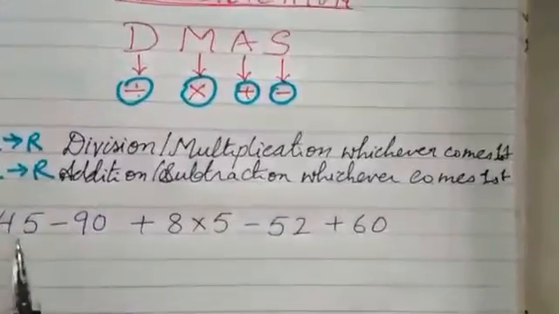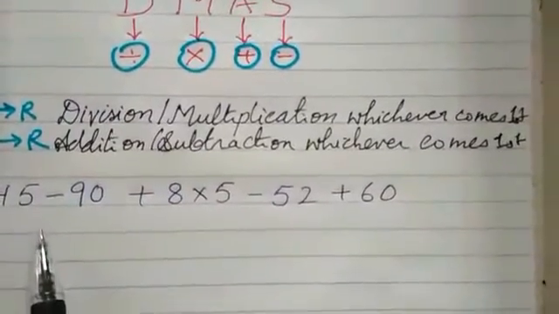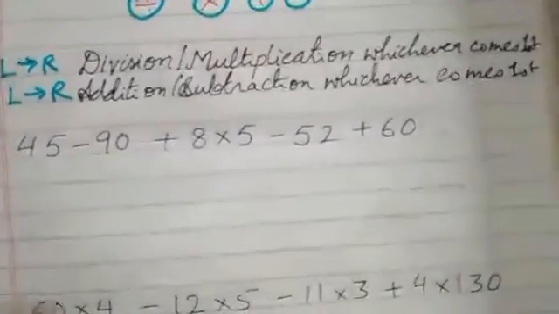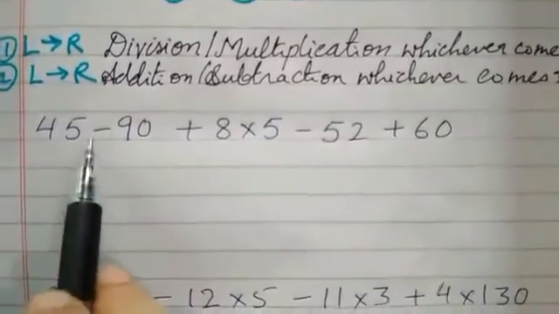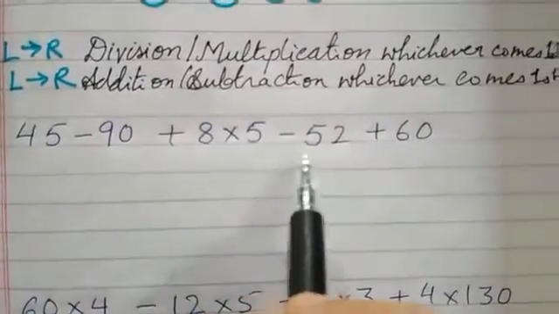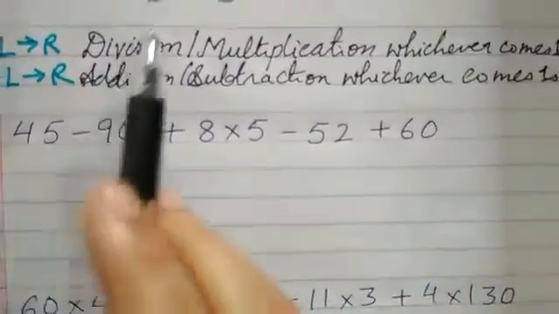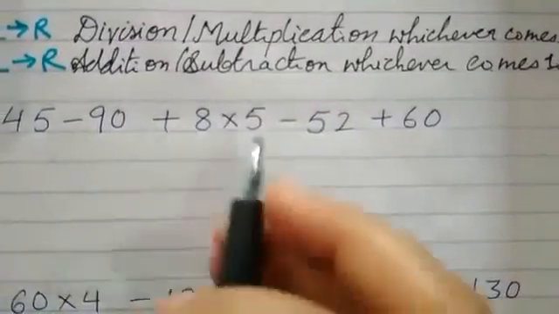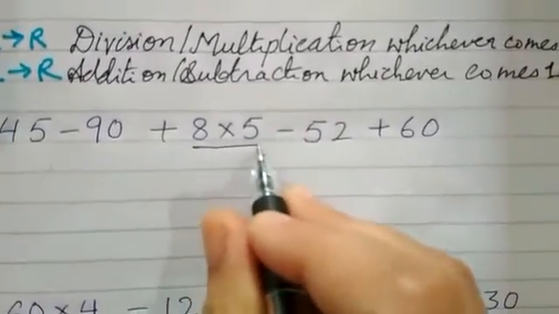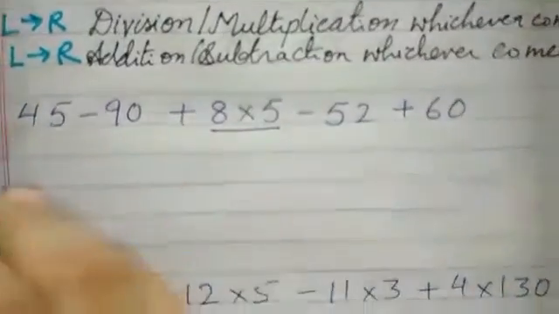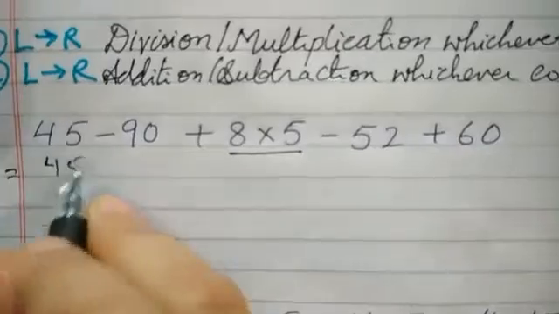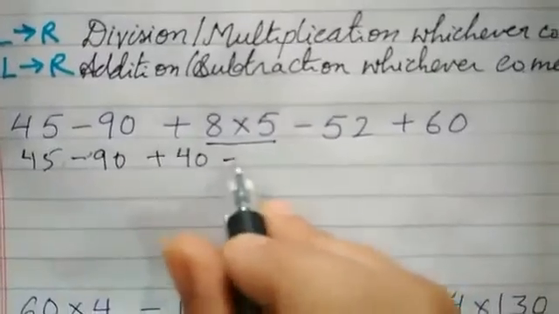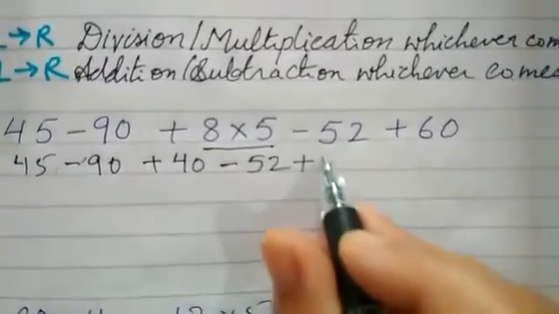So let us take this problem. This one is a little more difficult in comparison to yesterday. We can see 45 minus 90 plus 8 into 5 minus 52 plus 60. The rule says do division or multiplication, whichever comes first. There is no division sign but there is one multiplication, so first we multiply and solve this. The remaining things we write as it is: 45 minus 90, 8 fives are 40, minus 52 and plus 60.